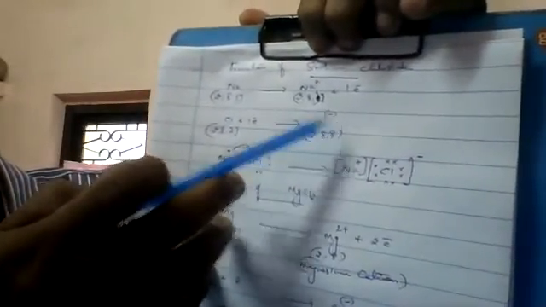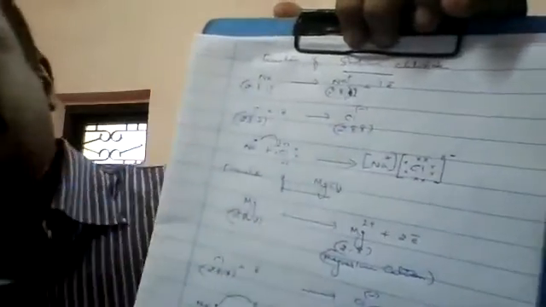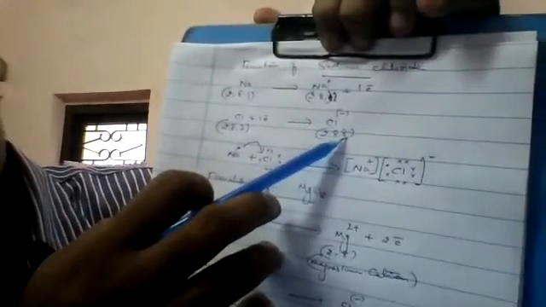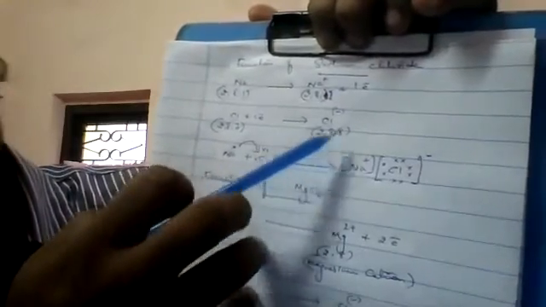Chlorine is 2, 8, 7. If this chlorine gains 1 electron from sodium, Cl will become Cl minus. Then what is the configuration of Cl minus, the chloride ion? It is 2, 8, 8. Its configuration is similar to argon. So Cl minus is more stable. Now let's see the formation of sodium chloride.